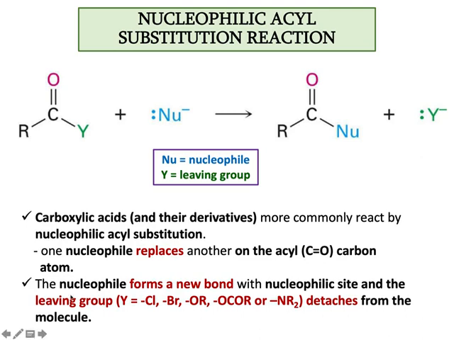So the nucleophile forms a new bond, and the leaving group Y detaches from the molecule. Detach means removed from the molecule. So the nucleophile forms a new bond with the C double bond O, and Y detaches or is removed from the C double bond O. So that is the basic idea of nucleophilic acyl substitution.